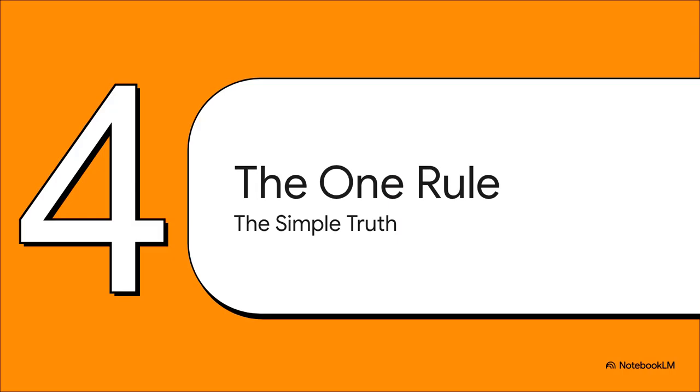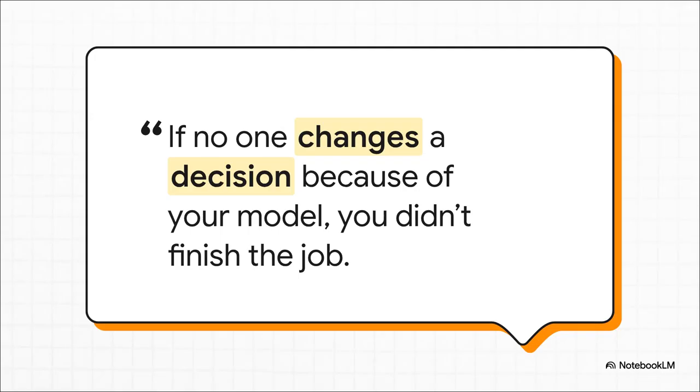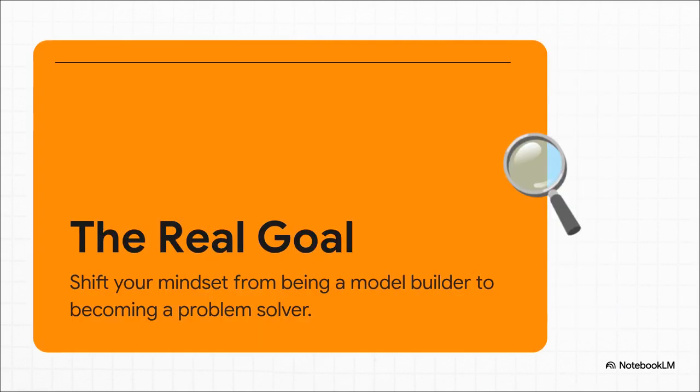So we've gone through all 5 of these common reasons that projects fail. But if you look closely, they all kind of point back to one single, incredibly powerful idea. A rule that, if you really take it to heart, will completely change how you approach data science. And this is it. This is the whole ball game right here. If nobody changes a single decision because of your model, then you didn't finish the job. It doesn't matter how accurate it is, how elegant the code is. If it doesn't change behavior, it has delivered 0 value. Period.